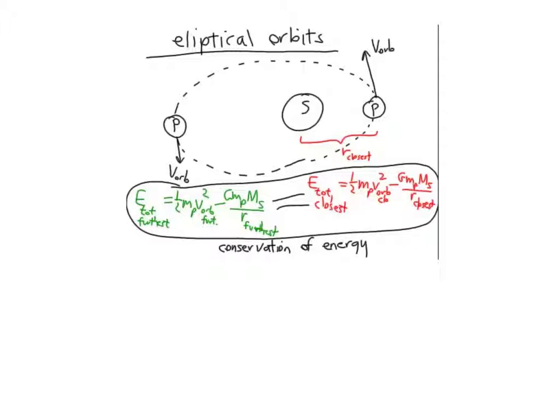So we can, of course, at any point on this orbit, equate the total energy to some known value. Here I have in green the total energy of the object, the satellite, at furthest distance, and so here is its kinetic energy, and here is its gravitational energy. And then, of course, that must be equal to the total energy when the object is at closest distance, which again is its kinetic energy plus its gravitational energy.